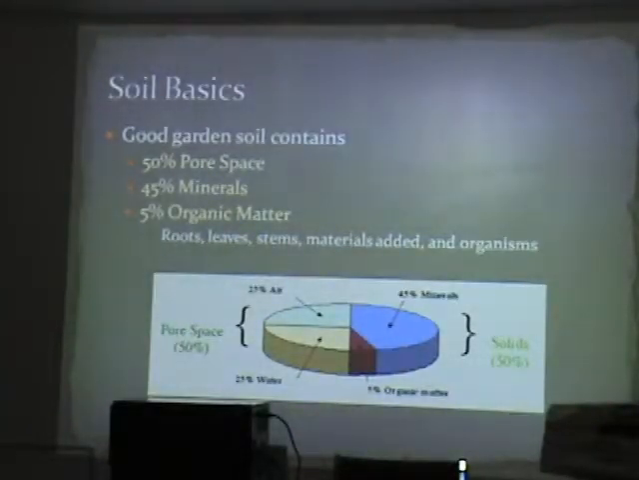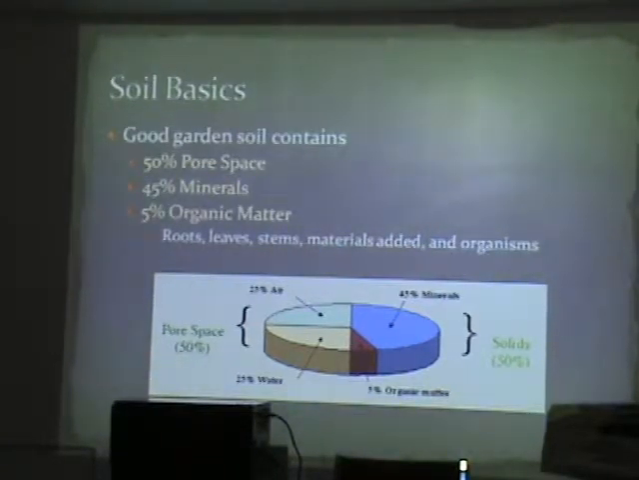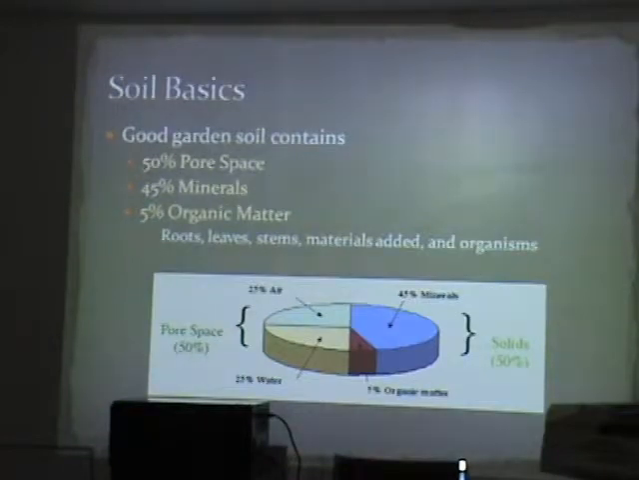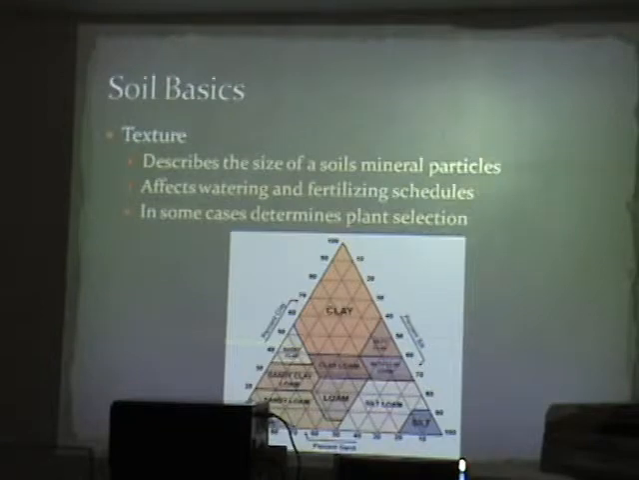So a good garden soil contains 50% pore space, 45% minerals, and 5% organic matter. So all soils have texture too. And the texture describes the size of a soil's mineral particles. It affects watering and fertilizing schedules, and in some cases it determines your plant selection.